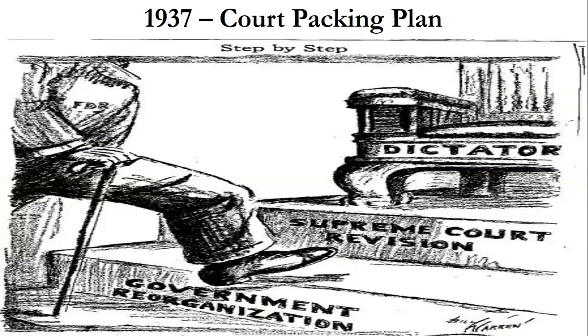1937, we see FDR make a huge misstep, which is where he tries to add people to the Supreme Court. People thought of this as him trying to get rid of checks and balance and becoming a dictator. He lost some popularity after this.